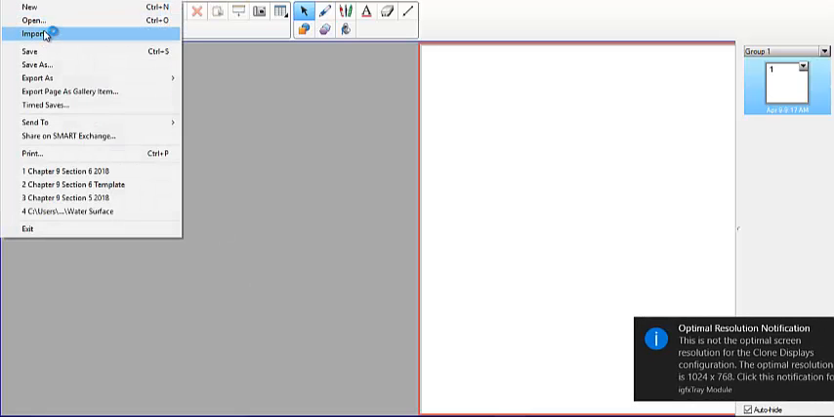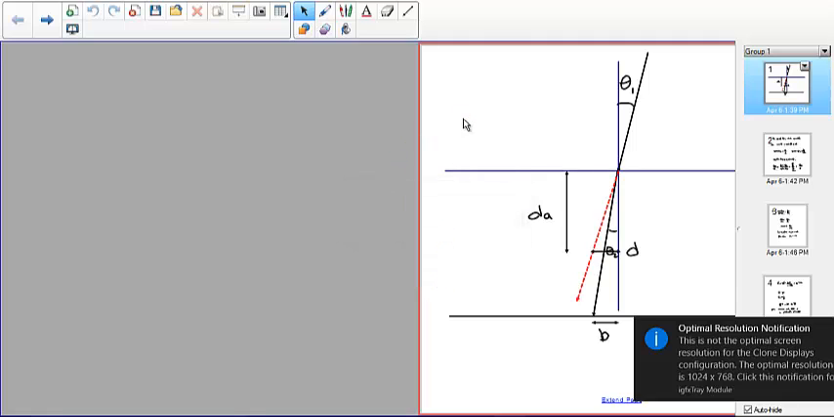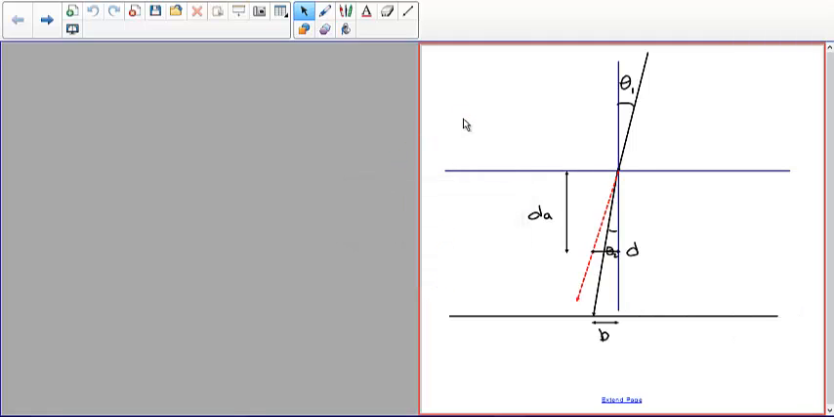So let me pull up this derivation I did. Here it's called water surface. The question is, why does the image look closer when you look down into water compared to just straight in air? So what I've got is this is the water surface.